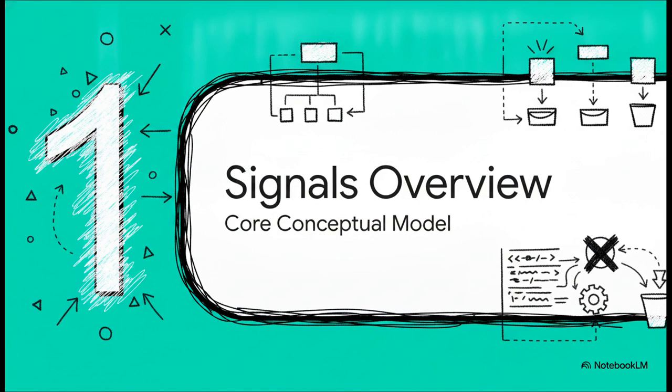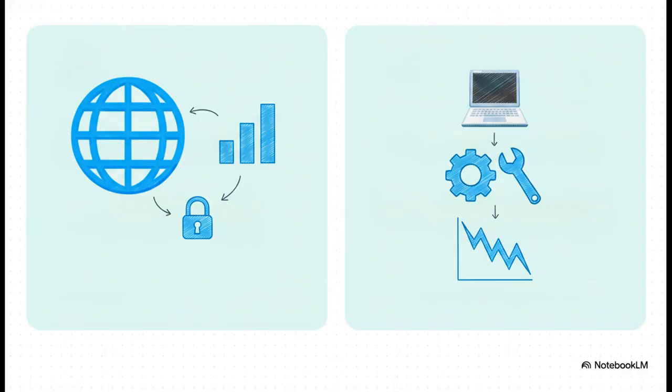Section 1, Trade Signals Overview, the core conceptual model. So before we even think about writing a single line of code, grasping exactly how MQL5 separates its data is absolutely critical. The API brilliantly divides signal data into two completely distinct categories. First up, we have signal base. Think of this as the massive global database sitting on the server. It contains all the historical performance, the author details, the return on investment for literally everything on the market.